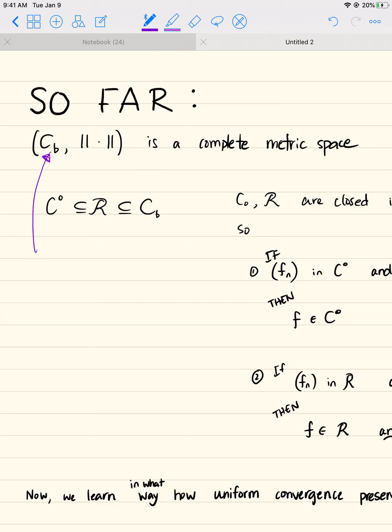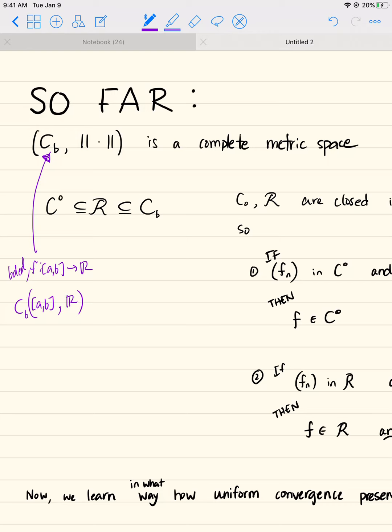So just to recall, CB is going to be functions that are bounded, and really the complete notation would be CB, AB, comma, script R, right? So you put the domain and then the codomain. But it's a complete metric space. That means that all Cauchy sequences converge. The metric is given by the norm, the sup norm, okay?